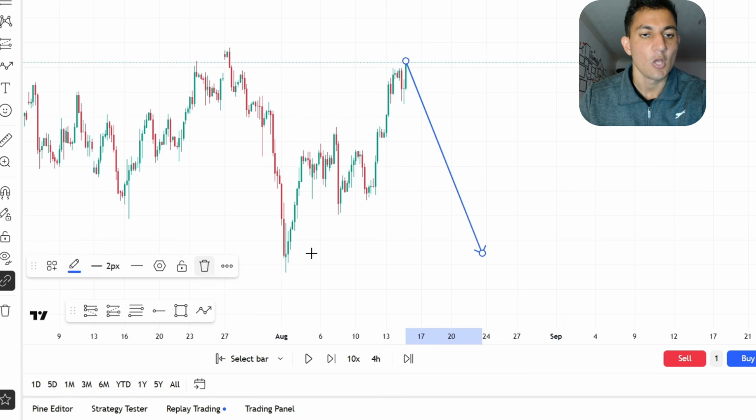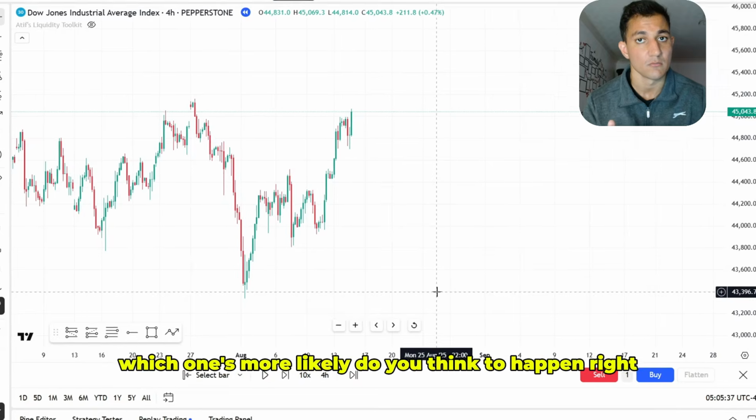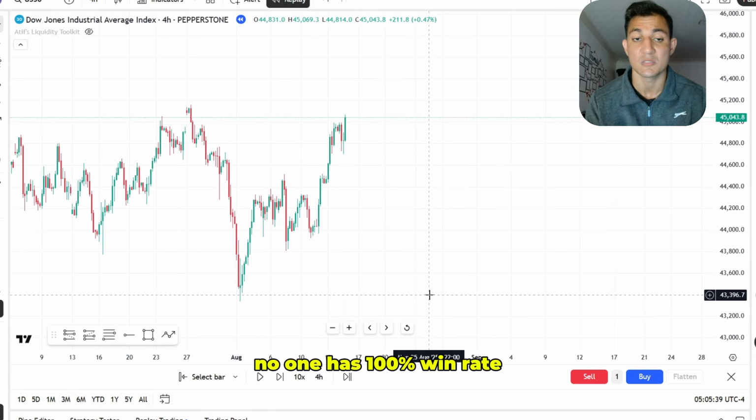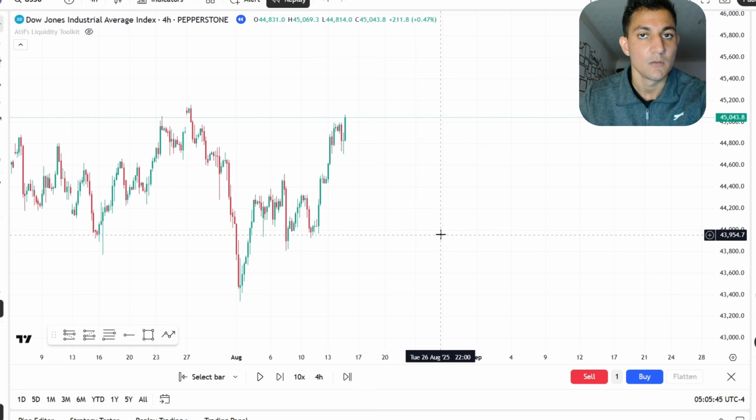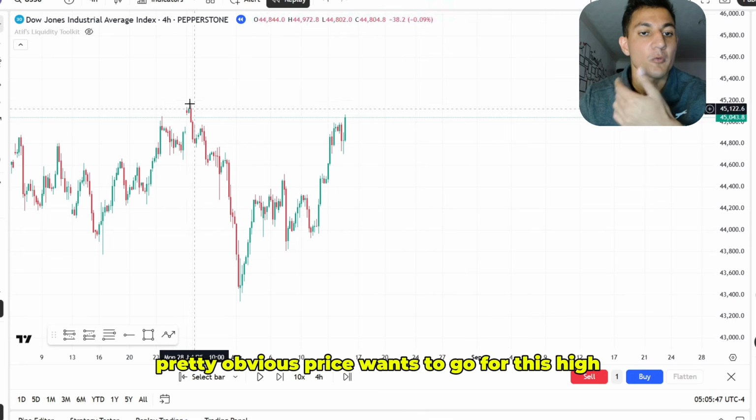Right, let's just remove this. Which one's more likely do you think to happen? Right, no one knows for sure, no one has 100% win rate, but what's more likely to happen? Is price more likely to go for this high, or this low, or this low? Right, hopefully, pretty obvious price wants to go for this high.